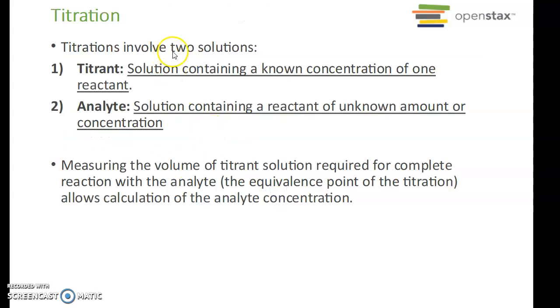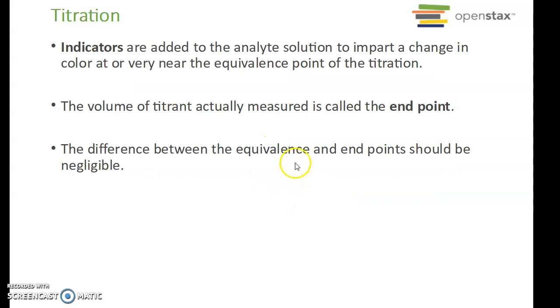So a titration involves 2 types of solutions. You have your titrant, which is a solution containing a known concentration of one reactant, and the analyte. This is a solution containing a reactant of an unknown amount or concentration. Okay, so what you do is this right here is in a beaker below a burette filled with this, and then you closely monitor, follow the reaction of how much of this you add so that this is completely reacted, okay, the equivalence point of the titration.